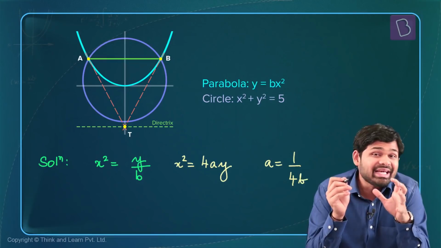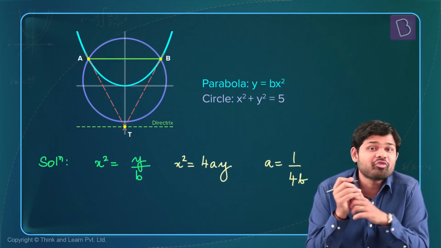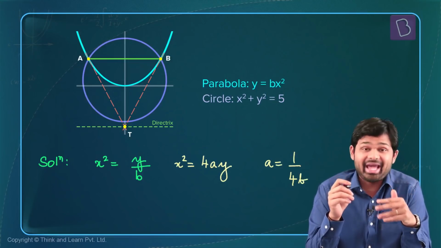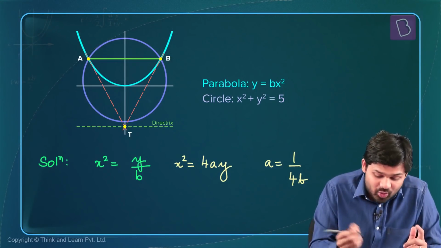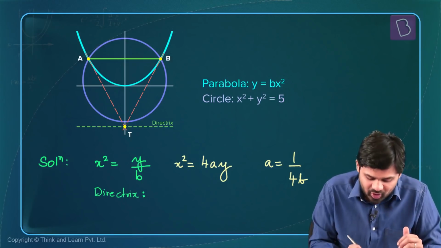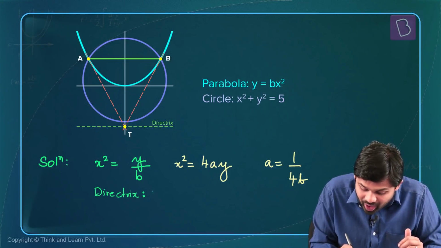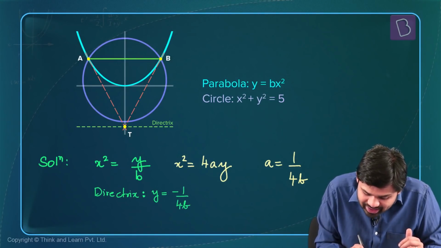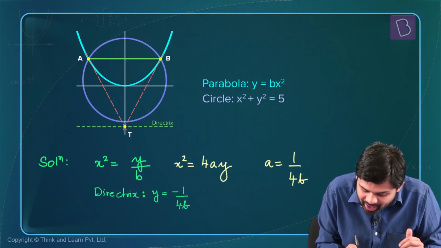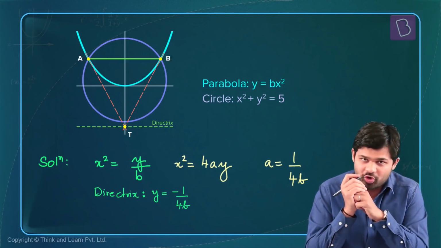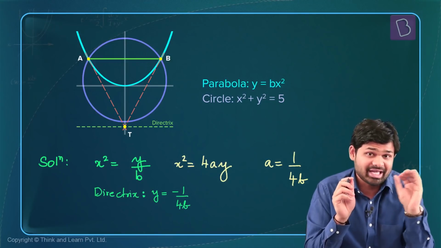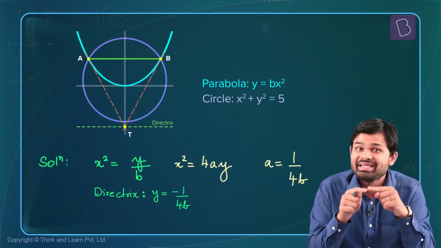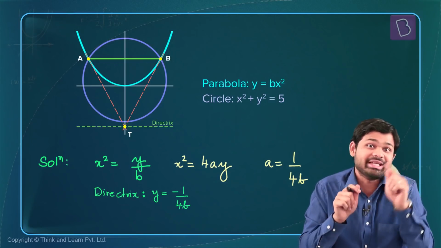Right? So, what is the equation of the directrix of this particular parabola? Well, the equation would have been y equal to negative a, and a is 1 upon 4b. So, the equation of the directrix of this parabola is nothing but y equal to negative 1 upon 4b. Fine, let's keep this aside for some time because we need this information later on, because the tangents meet at a point which lies on the directrix. So we're going to use it there.